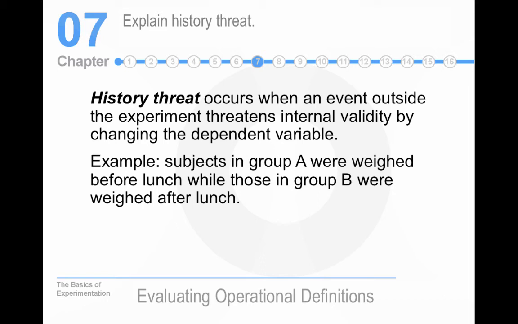You're going to get very different results on happiness or anxiety because the 9/11 attacks made a lot of people unhappy and very anxious. So it's something outside of your experiment that changes your results.